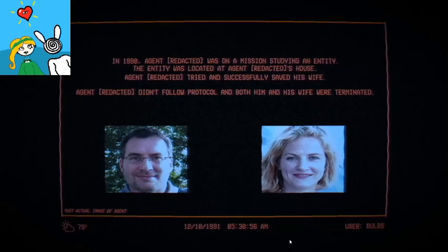In 1990, Agent Redacted was on a mission studying an entity. The entity was located at Agent Redacted's house. Agent Redacted tried and successfully saved his wife. Agent Redacted didn't follow protocol and both him and his wife were terminated.